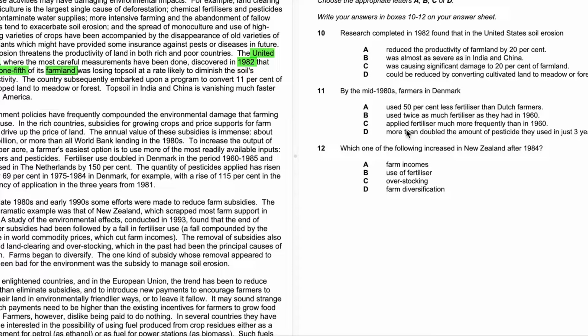By the mid-1980s, farmers in Denmark, what exactly had happened? A. used 50% less fertilizers than Dutch farmers. B. used twice as much fertilizer as they had in 1960s. C. applied fertilizer much more frequently than in the 1960s. D. more than doubled the amount of pesticides they used in just 3 years.